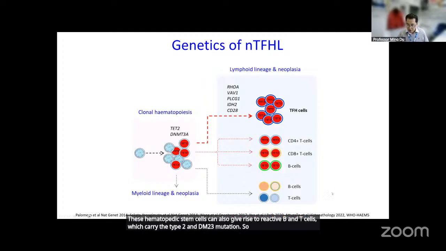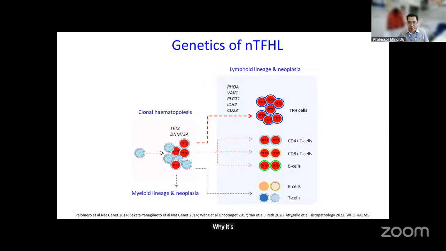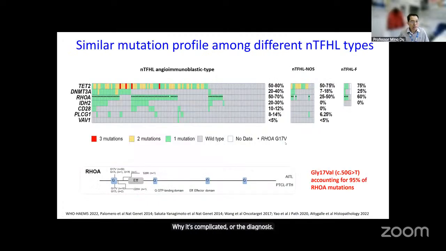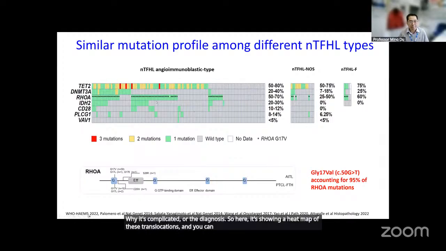So these also contribute to the pathology we see in nodal TFH lymphoma. So that's why the diagnosis is complicated. Here is a heat map of these mutations, and you can see there are overlapping mutations between TET2, DNMT3A, RHOA and IDH2.